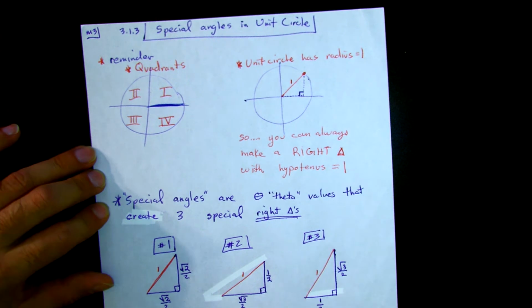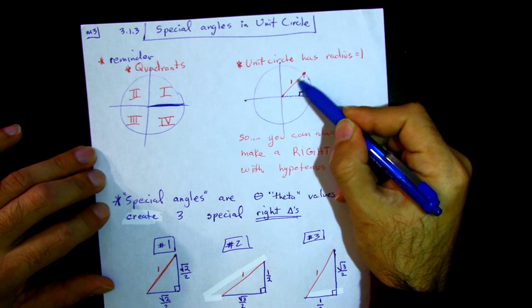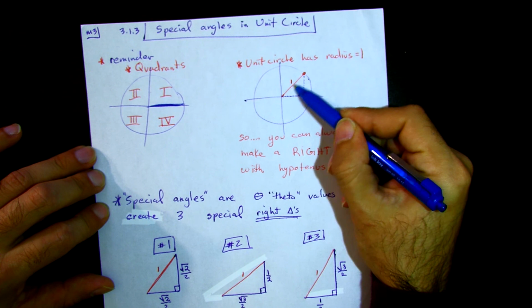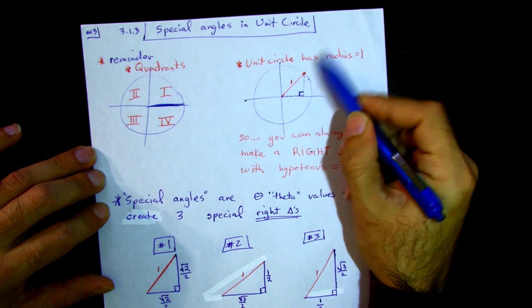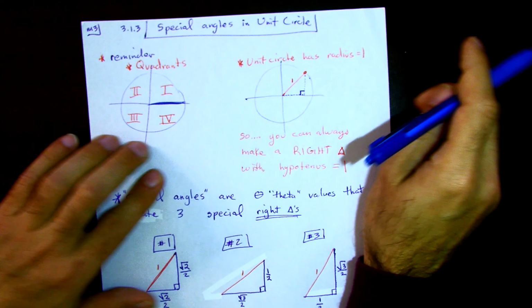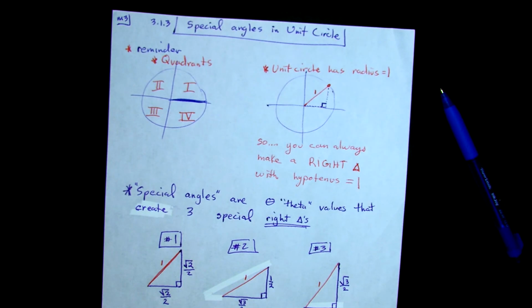And so you can always make a right triangle with a hypotenuse of 1. So remember, the hypotenuse is across from the right angle. And you see anywhere I rotate this red line segment around, it doesn't matter where it is. It could be down here on this side, and we would still end up with a radius of 1.